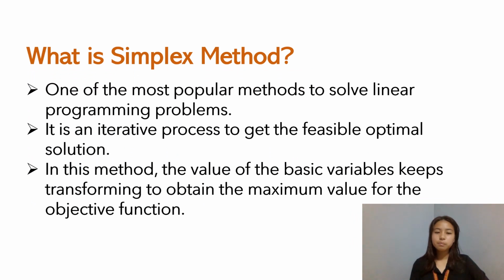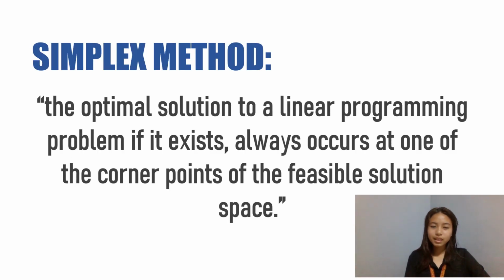What is the simplex method? It is one of the most popular methods to solve linear programming problems. The simplex method is an iterative process to get a feasible optimal solution. In this method, the values of the basic variables keep transforming to obtain the maximum value for the objective function. In the simplex method, the optimal solution to a linear programming problem, if it exists, always occurs at one of the corner points of the feasible solution space.